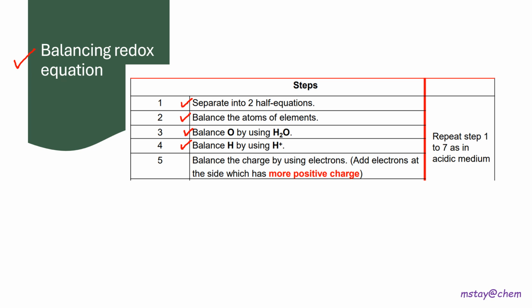What I notice is students normally may be a bit confused about step number 5. Balance the charge by using electrons, and the electron is always on either the more positive side or the less negative side. Choose either one to remember and practice when you are answering the questions. Now let's look at one example here.